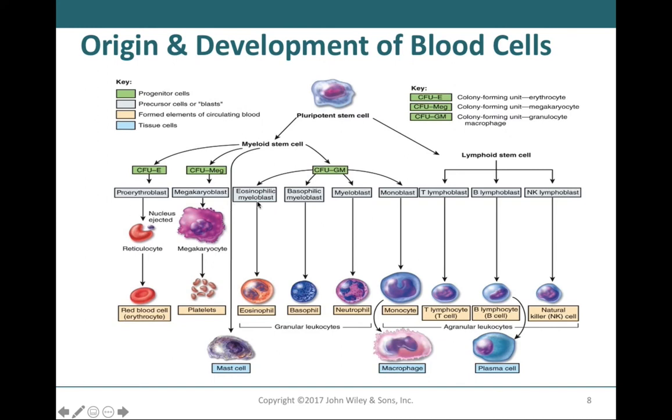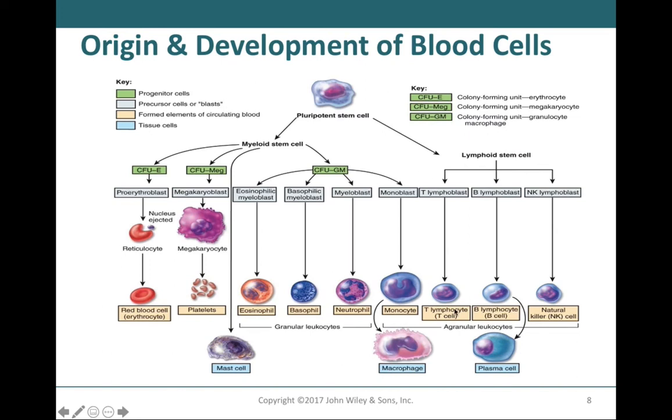A blast cell is a more immature cell that is forming into a more mature version of itself. So if you ever see blast tacked onto the end of a cell's name, you know that it's referring to some type of precursor cell. We'll see within the lymphoid stem cell lineage, we'll have T lymphoblasts that will become our T lymphocytes. Cyte means cell. Our B lymphoblast is going to eventually become a B lymphocyte. And the NK lymphoblast will become the natural killer cell.